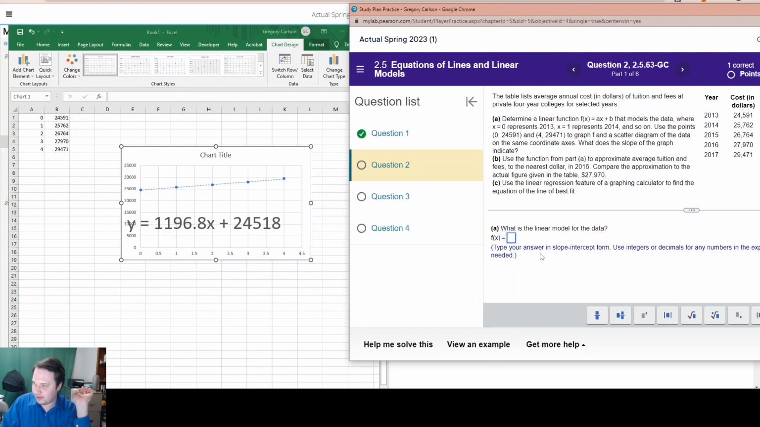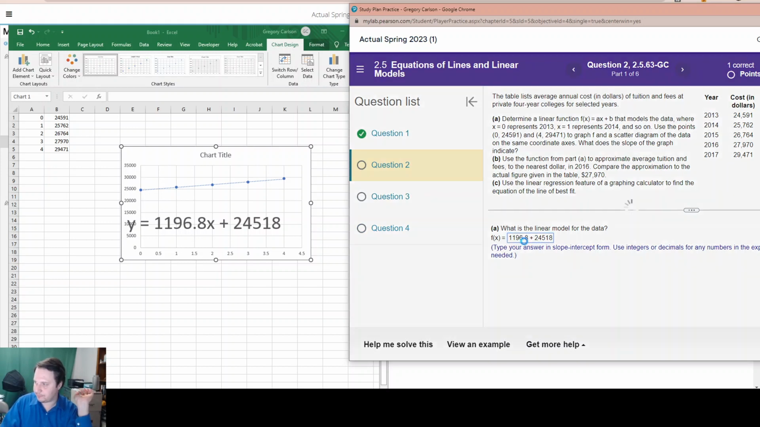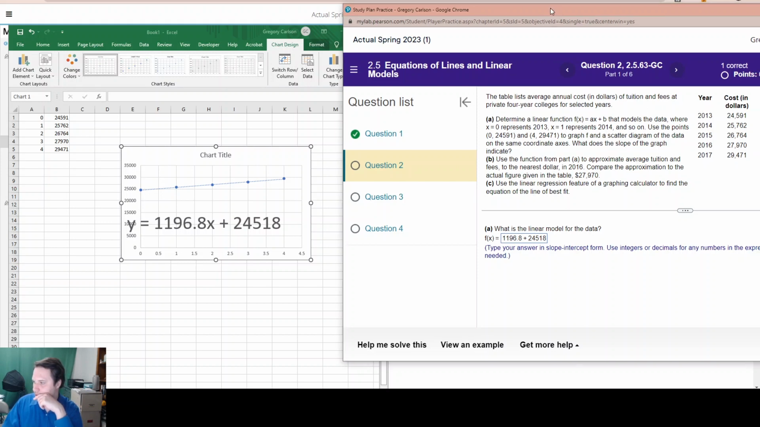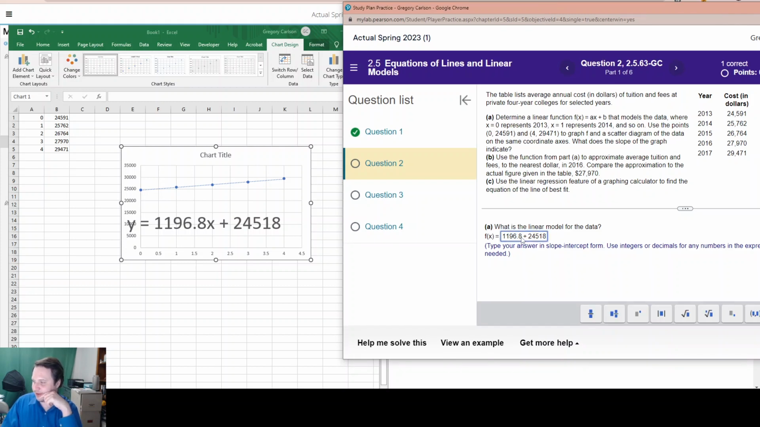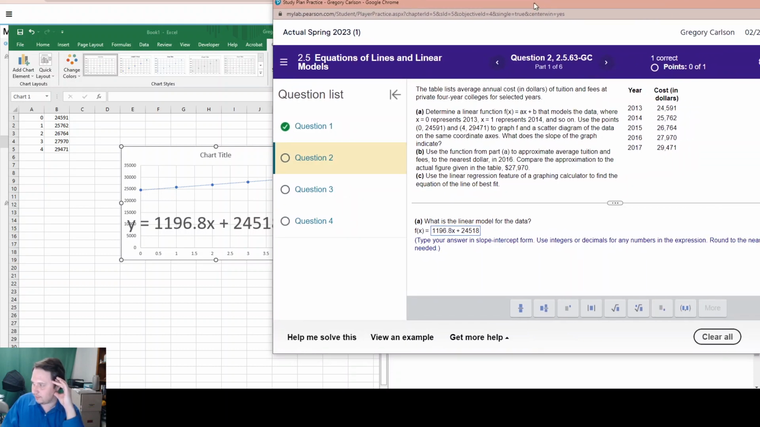So the equation is y equals, remember y is the same as f of x, I'm going to type in 1196.8 plus 24518. Why didn't it work? Oops, it didn't work because I left out the x. See, everybody makes mistakes. It's okay to make mistakes. I left out the x. So let's try that again. 1196.8x, because that's the slope, plus the intercept of 24518. So let's try that now.